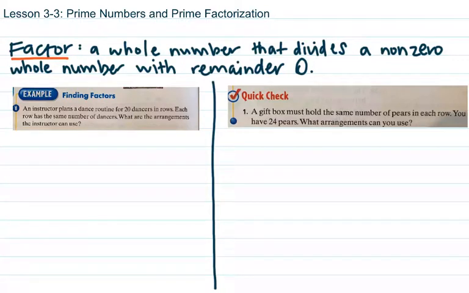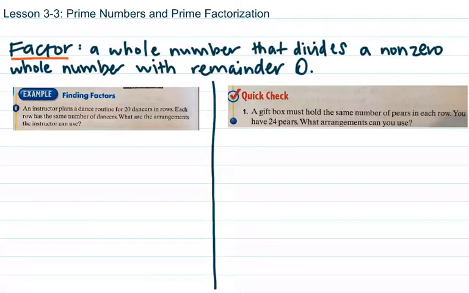In this lesson, we're talking about prime numbers and prime factorization. Before we can talk about prime numbers and prime factorization, we first need to know what a factor is. A factor is a whole number that divides a non-zero whole number with remainder of 0. That might sound like a really complicated definition, so let's take a look at an example.